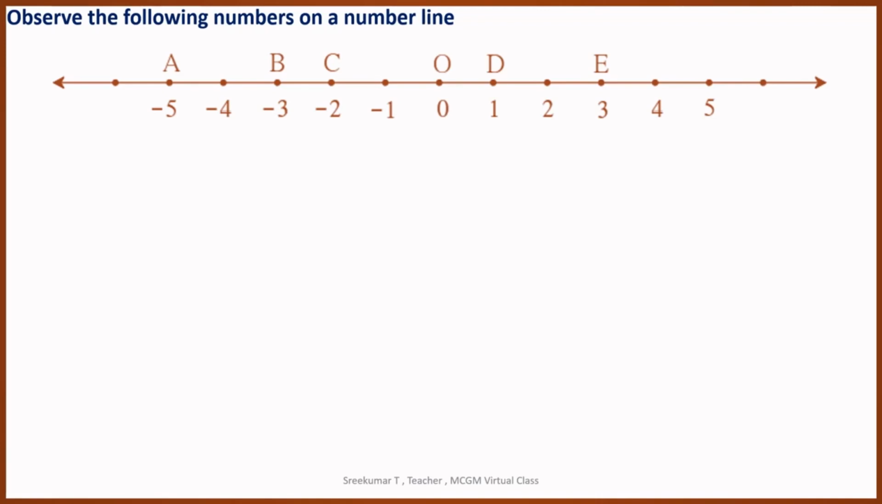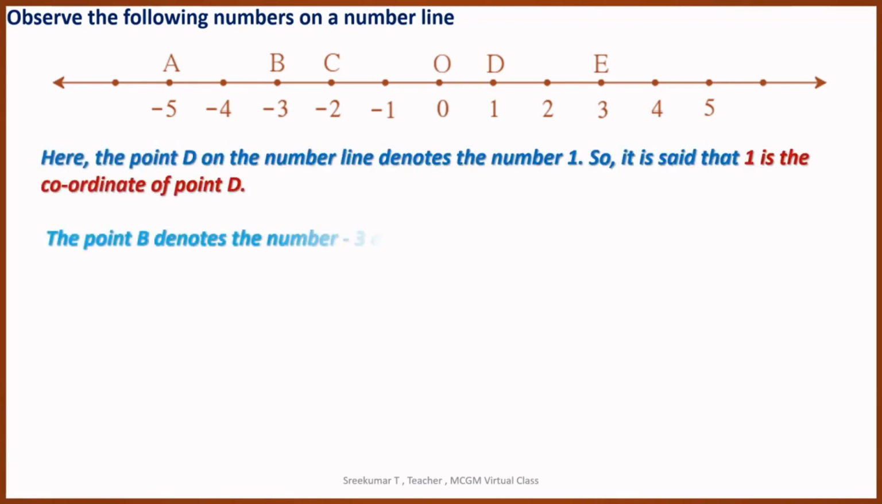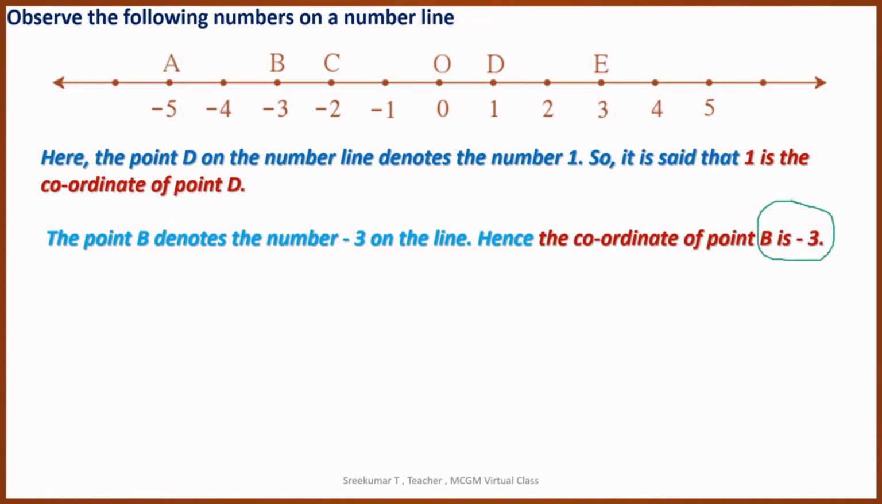Coordinates are certain points on the number line by which we can denote the number on the number line with the help of an English alphabet. D on the number line denotes number 1 in this case. You can look at it. B is denoting -3. So B denotes the number -3.